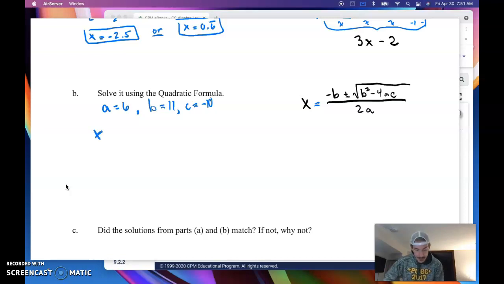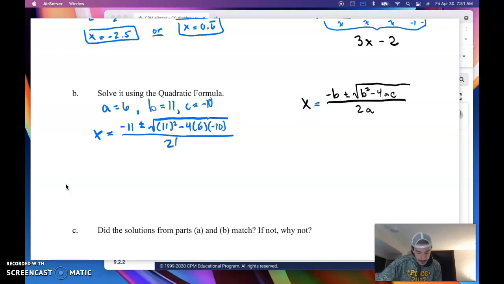So here we go. X equals negative b, that's negative 11, plus or minus the square root of b squared, 11 squared, minus 4 times a, which is 6, times c, which is negative 10. And I'm just going to extend that radical symbol, and this is all divided by 2 times 6. Now I like to take this in a step-by-step approach. Nothing I can simplify out front in this part, so I'm just going to leave that to be negative 11. But everything under that radical can be simplified.